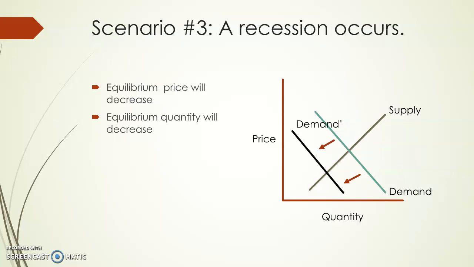Scenario number 3 is a recession occurs. When a recession occurs, there will be a decrease in demand for oil because of lack of money during a recession. The demand curve will shift to the left, the equilibrium price will decrease, and the equilibrium quantity will also decrease.